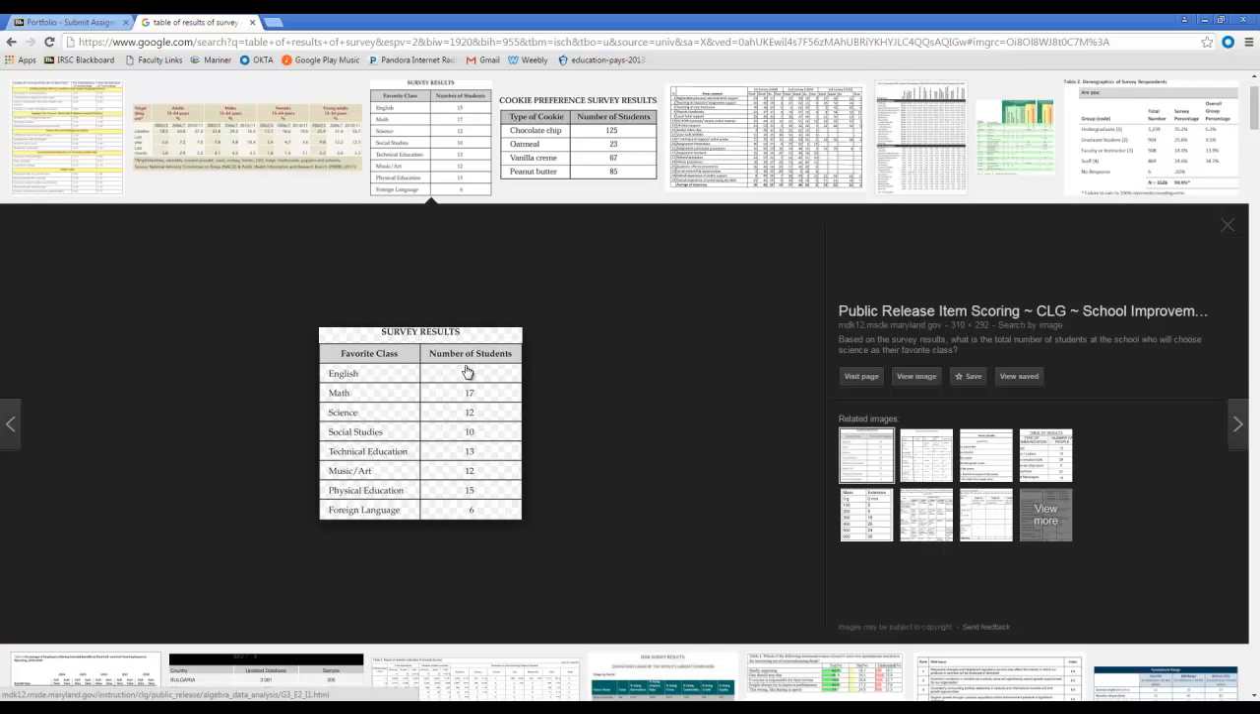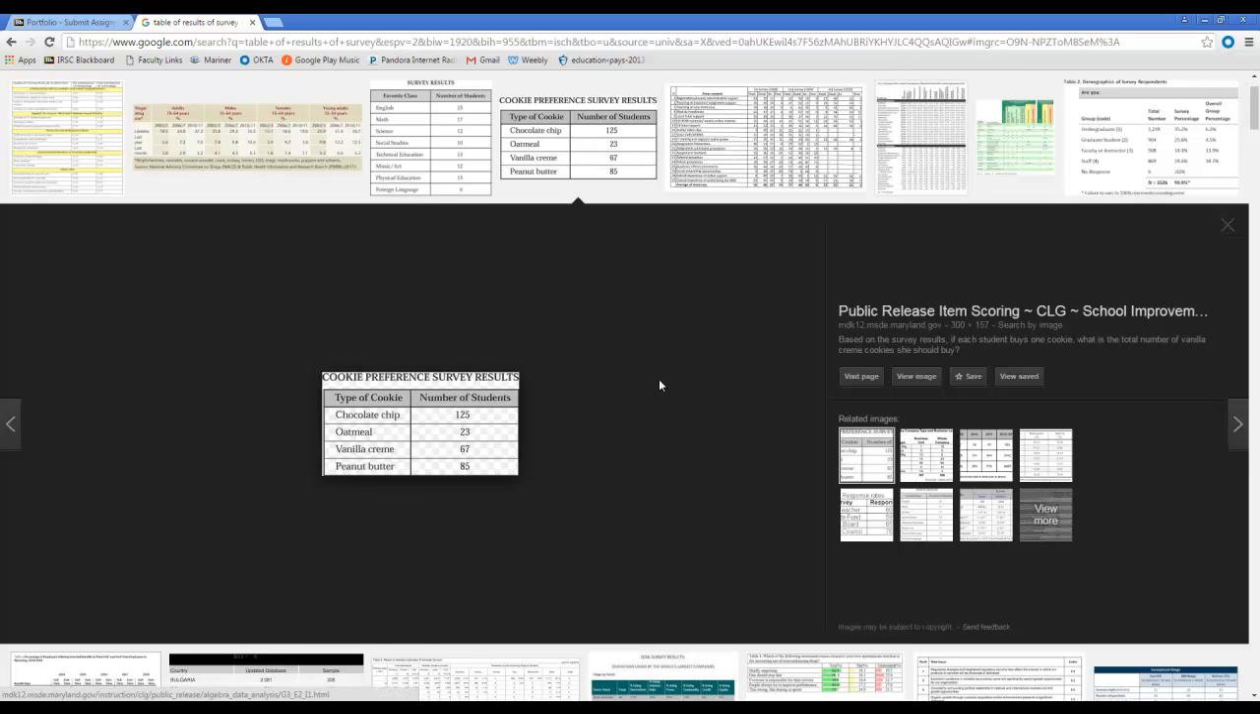So this is a survey results of a survey, a questionnaire that's asking what students' favorite subjects are, favorite classes. And here's the number of students per category. Something like that is perfect. Okay? Here you go. Cookie preference survey result. That's perfect. People who like chocolate chip, that's 125. People who like peanut butter cookies, 85. That's what you're looking for.